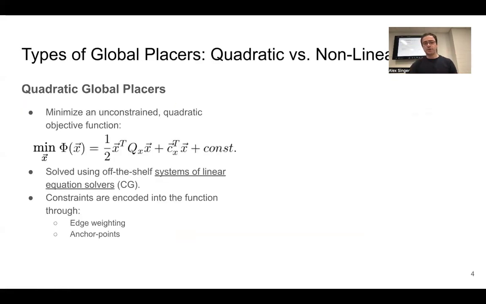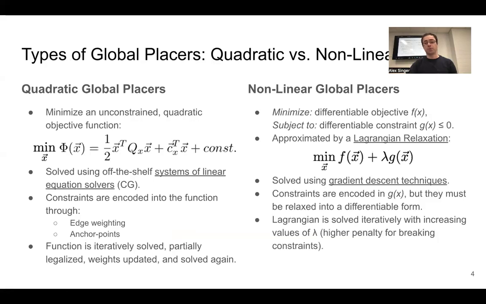So last week I introduced two global placers. There are the quadratic global placers, which solve a QP problem, where we encode our objectives into this Q matrix, and we encode our constraints also into this Q matrix as well as the C matrix.